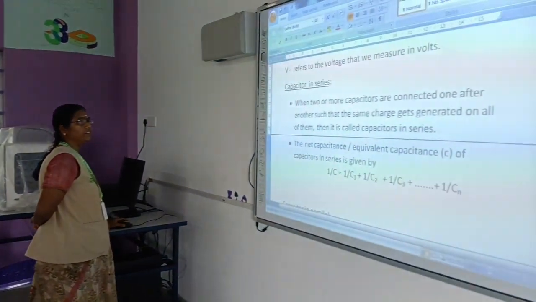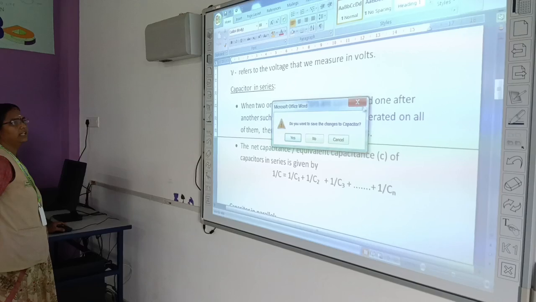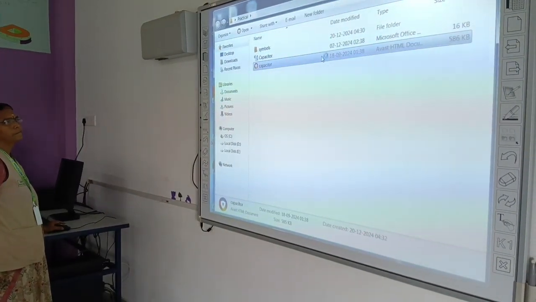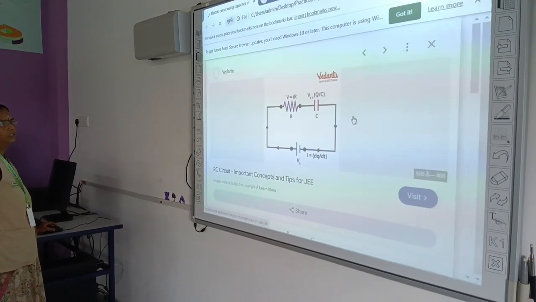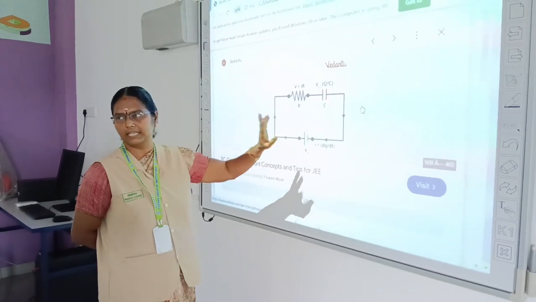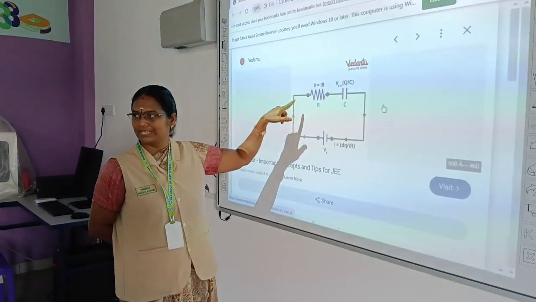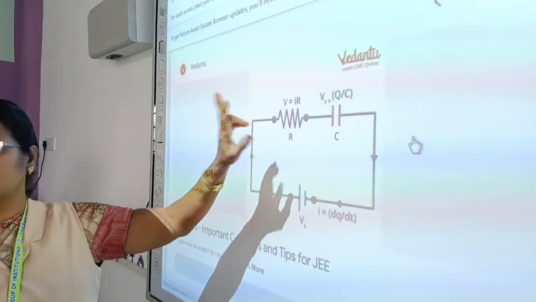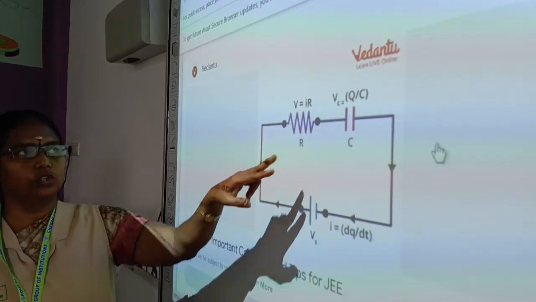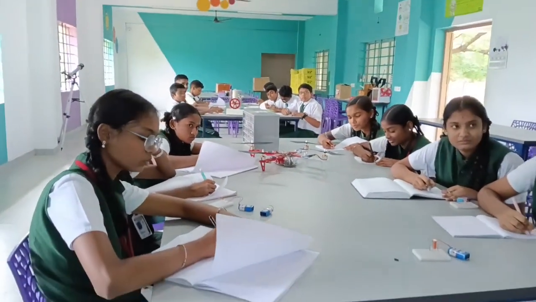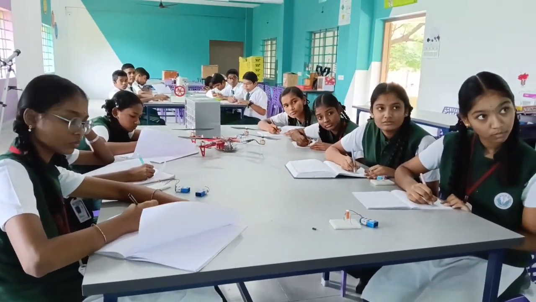Then we have to take the circuit diagram. This is a very important one, and then we connect it. First, in the circuit diagram, we already know the symbols for resistor, capacitor and battery. For the resistor the formula is V is equal to IR, and for the capacitor the formula is V is equal to Q by C. In the gap between the capacitor and the battery we connect one LED bulb.